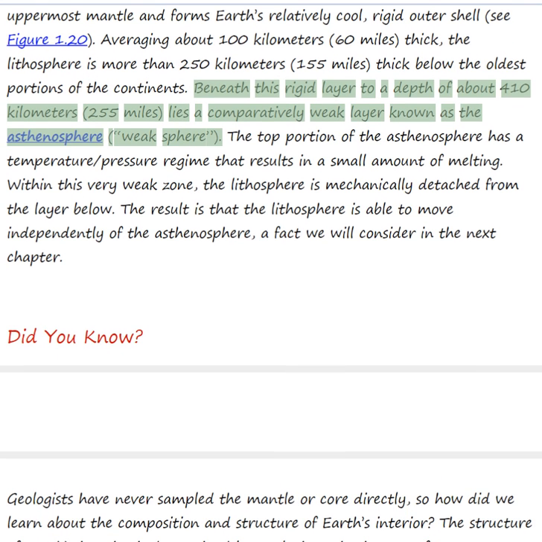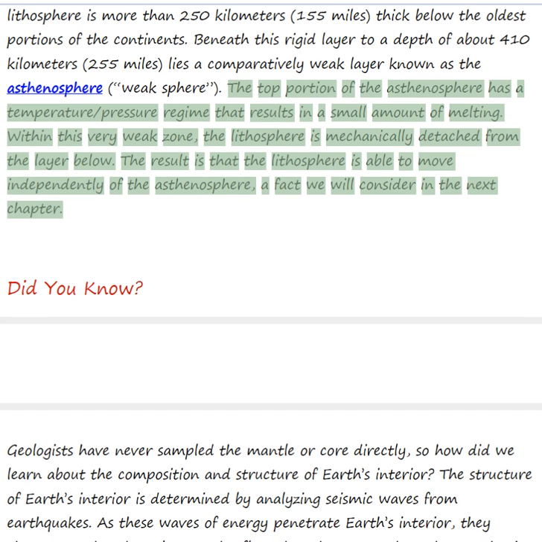Beneath this rigid layer, to a depth of about 410 kilometers, lies a comparatively weak layer known as the asthenosphere. The top portion of the asthenosphere has a temperature-pressure regime that results in a small amount of melting. Within this very weak zone, the lithosphere is mechanically detached from the layer below. The result is that the lithosphere is able to move independently of the asthenosphere, a fact we will consider in the next chapter. Did you know?